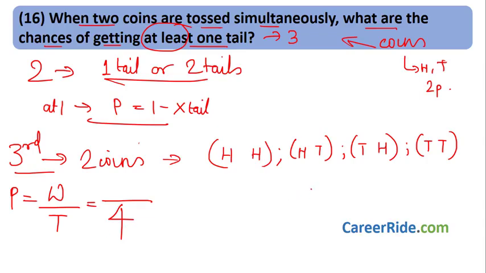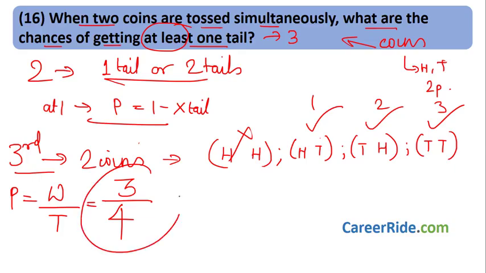Now what I want is that at least one tail should be there. Is there one tail over here? No. Is there one tail over here? Yes. One tail? Yes. There are two tails. So at least one tail is there. So we have 1, 2 and 3. So there are three possibilities where I get at least one tail. Probability is 3 by 4. See how easily we got the answer?